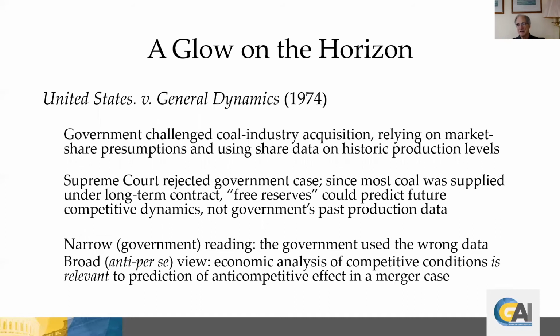Now, all of this economic critique of the per se era rules eventually had an effect. And the first glimmer was this case called United States versus General Dynamics, a merger of coal producers that reached the Supreme Court. The government had challenged the acquisition, relying on market shares and the market share presumption of Philadelphia National Bank. But the government had relied on market shares calculated on the basis of prior production.